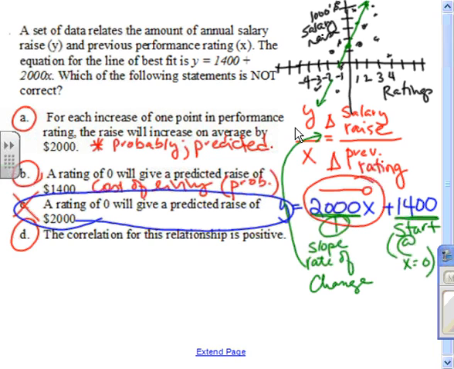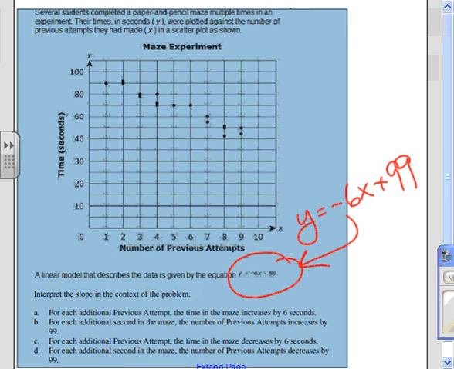So we're going to go to your redemption problem for the first statistics. This is a maze experiment talking about the number of previous attempts that you've made at the maze and how that affects the amount of time it takes you to complete it. And the equation, which is probably hard to read, is y equals negative 6x plus 99. These students are looking at a paper and pencil maze multiple times. They do it again and again, and they're looking to see how the amount of time it takes is affected. A linear model is that negative 6x plus 99.